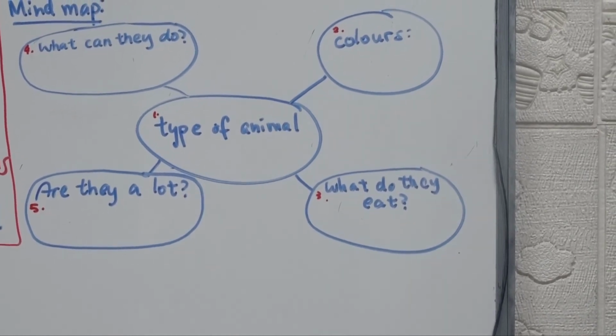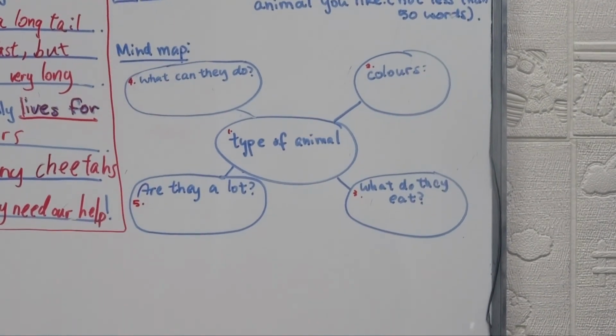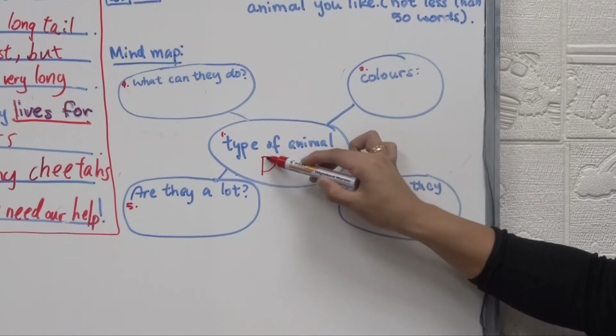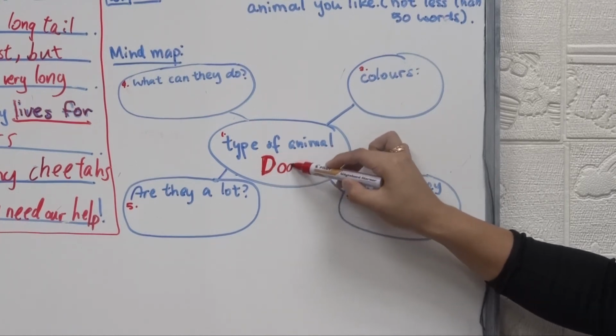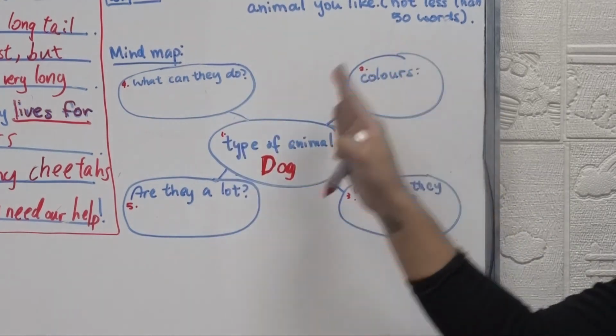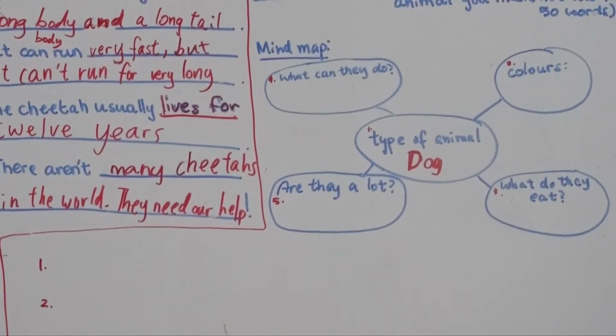You can use it as creativity, right? You can think of the animal you want very much, okay? My favorite animal is the dog, okay? So I will write down dog. You can also use a mind map to help you, right? This is not what we're gonna write. We're gonna write sentences here, okay? Alright, so my favorite animal is a dog, okay?